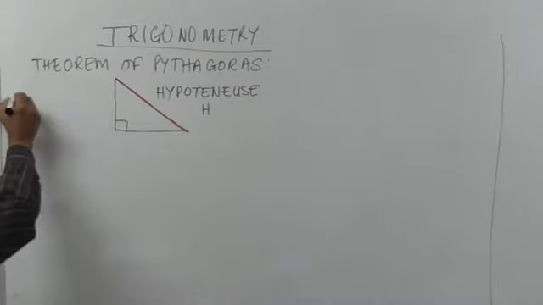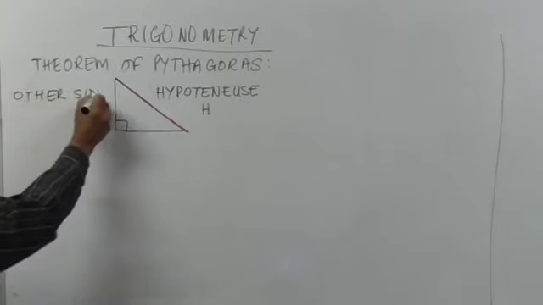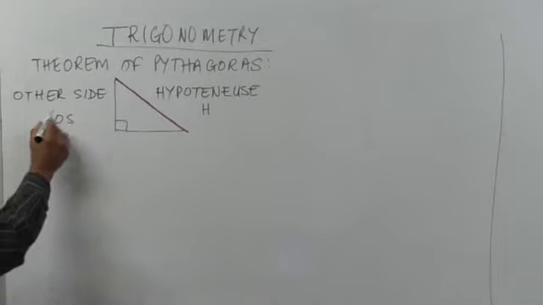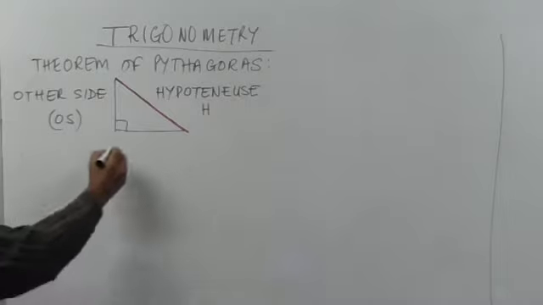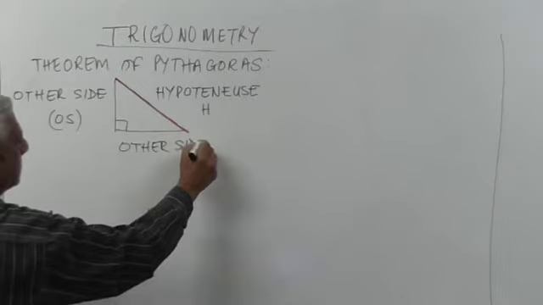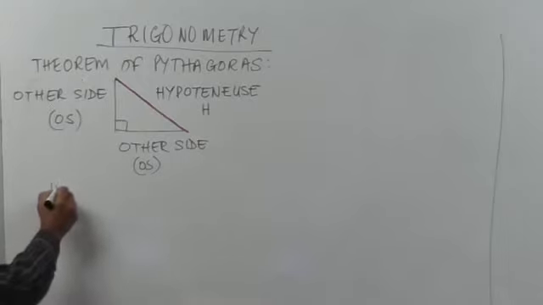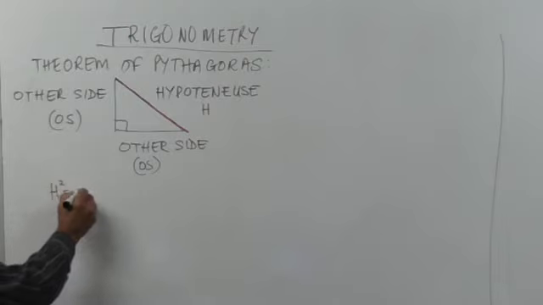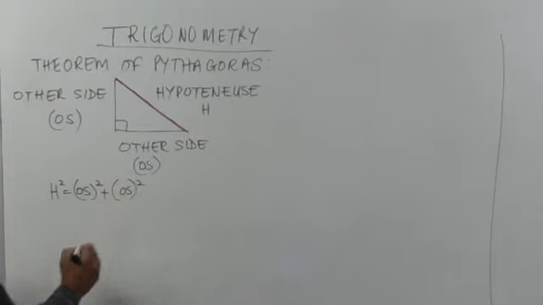This and this we're going to call other side. O-T-H-E-R, other side. So we're going to call it OS. I'll put it in brackets. And this is also other side, which we shall call OS. Now what does the theorem of Pythagoras say? It says hypotenuse squared is equal to the other side squared plus other side squared.